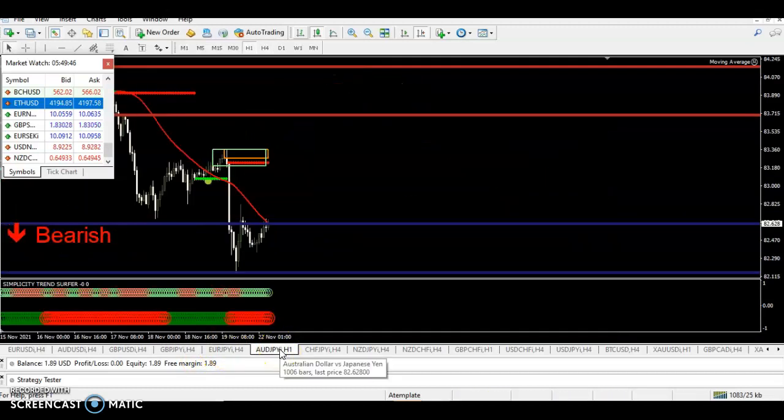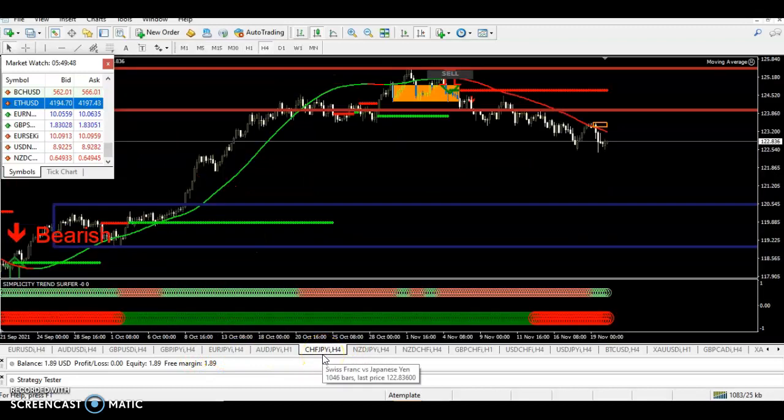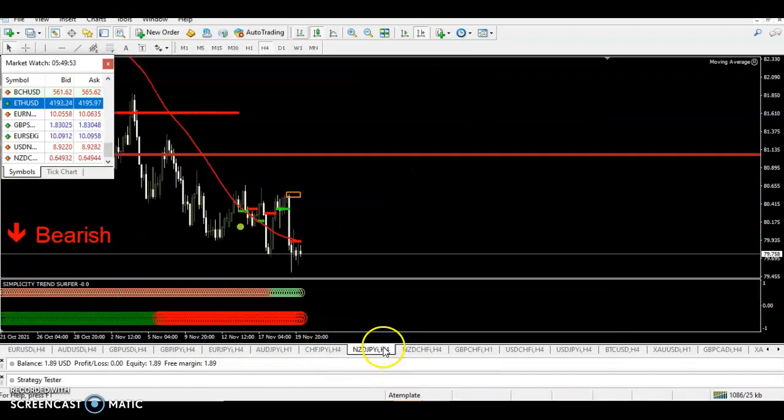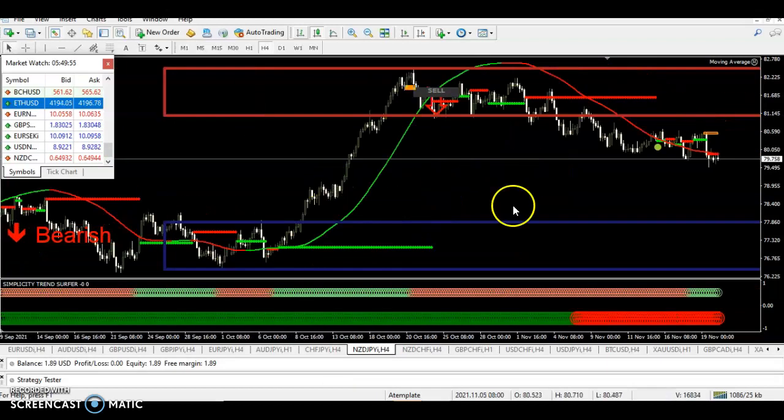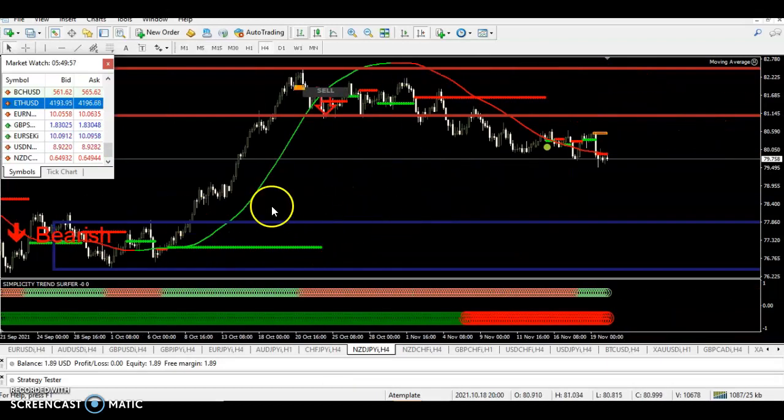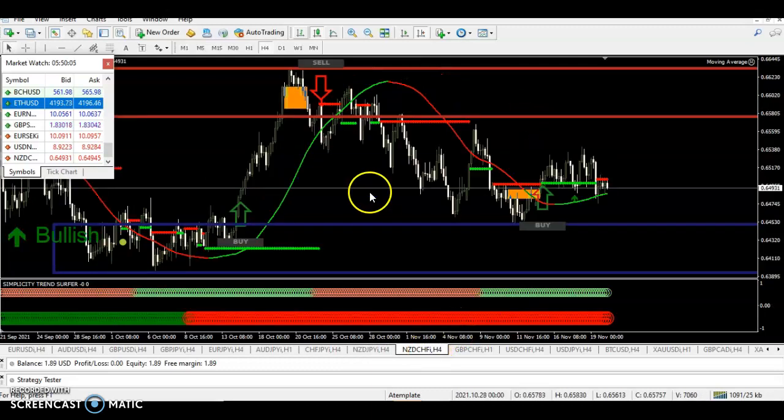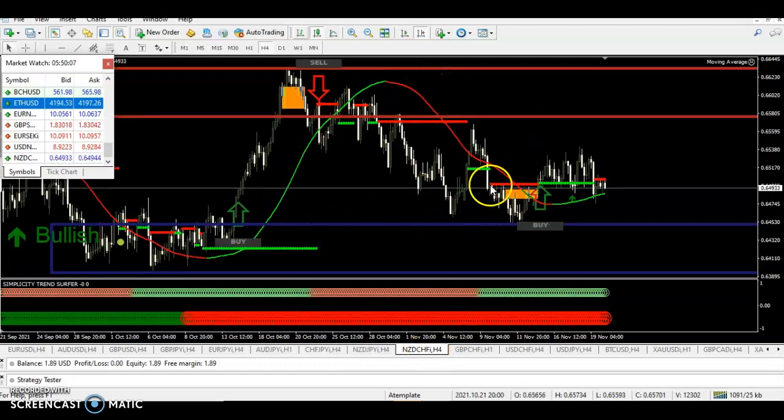Okay, there's EUR/JPY and the AUD/JPY. The SEFPI is still a sell. The NZD/JPY is looking bullish, but of course we want to wait for confirmation. Same with the NZD/CHF, cross above the HMA and bullish fractals.